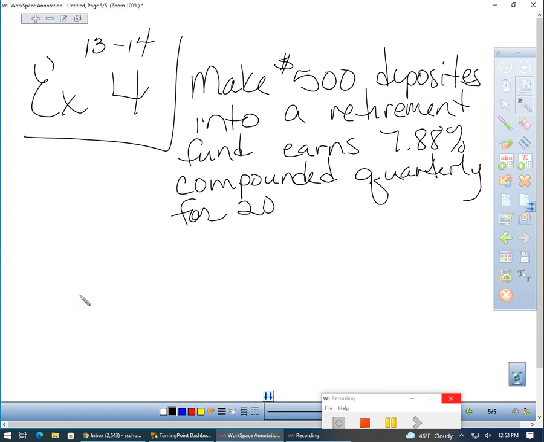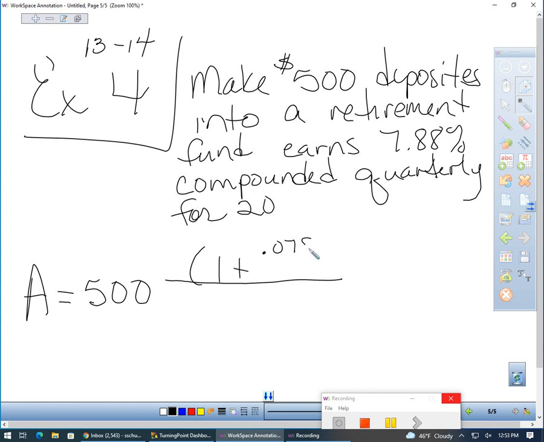All right, so here's how we're going to set it up. We have A equals. My monthly payment is $500. I'm going to put that out in front. Then on the top over here, we have 1 plus our rate, so 0.0788 over K. What is my K here? That's going to be my exponent. It says quarterly, so it's 4, right? My exponent is technically 4 times 20, or 80. And it's all divided by 0.0788 divided by 4. So here's where it gets tricky, is plugging it into our calculator. Okay?